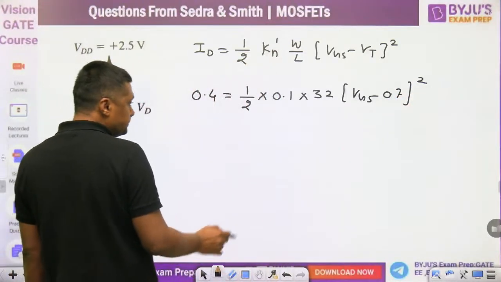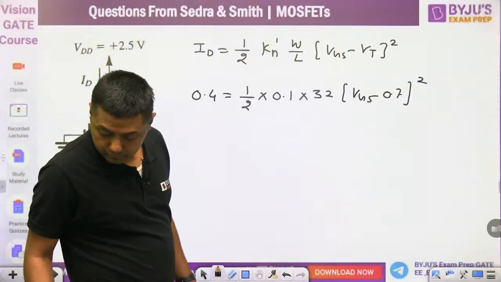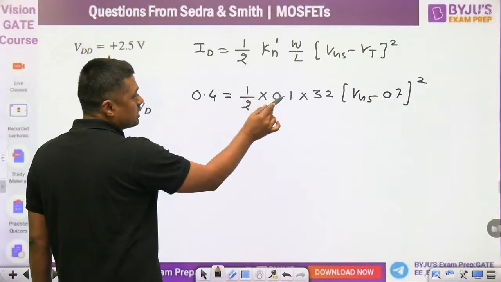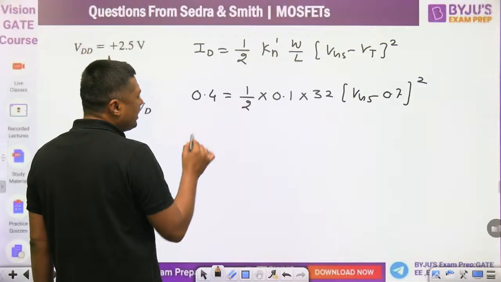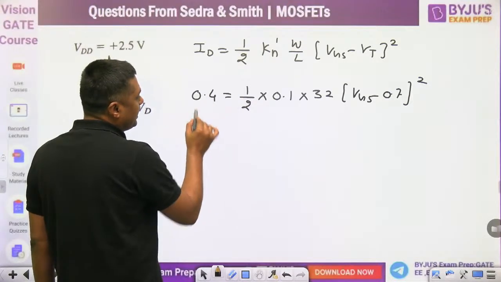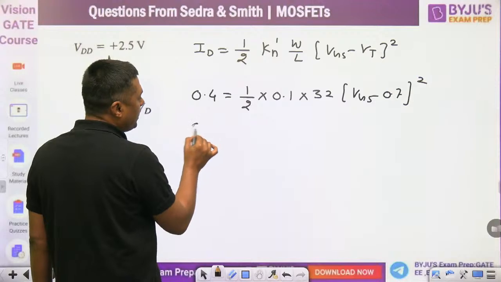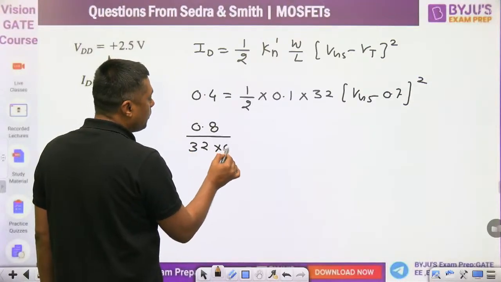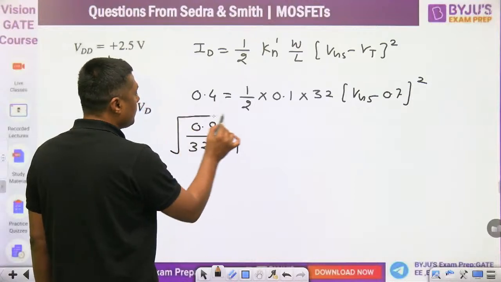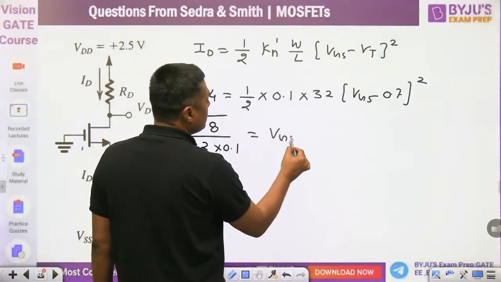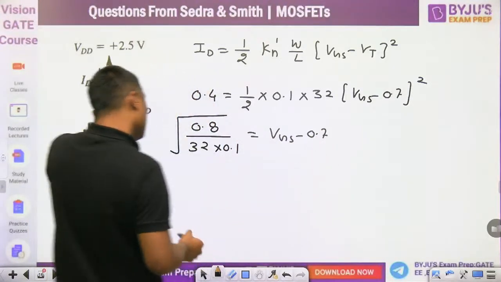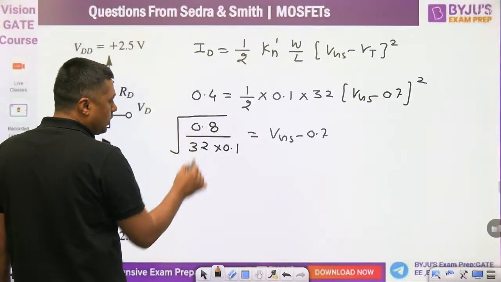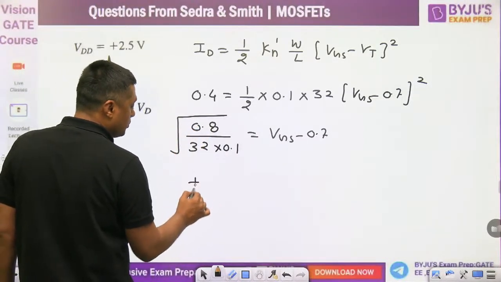Then this will become, this is 0.1, 0.4. Or if suppose you find any difficulty, then directly you can multiply it. This is 2.8 divided by 32 into 0.1, and root of this is nothing but VGS minus 0.7. Now this will become what? 8 by 32, 1 by 4. Root of 1 by 4 is what? Plus minus 1 by 2.